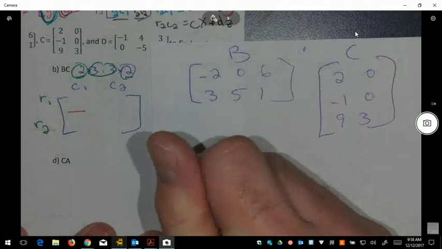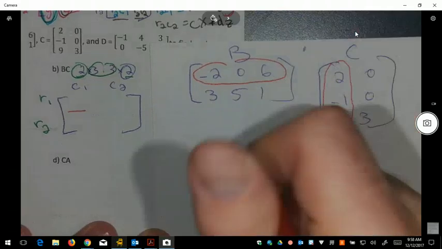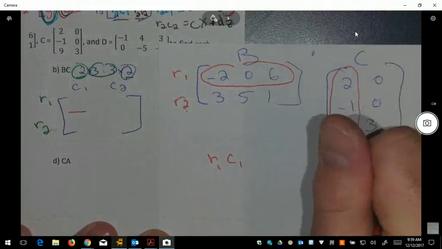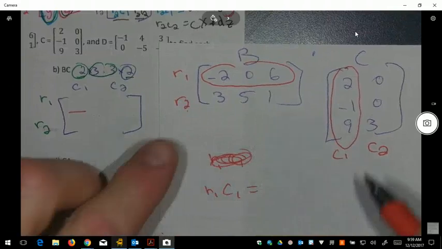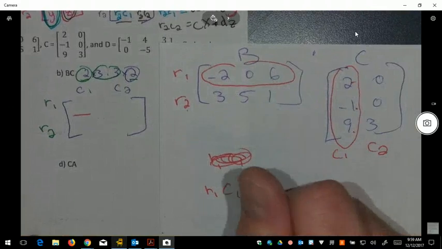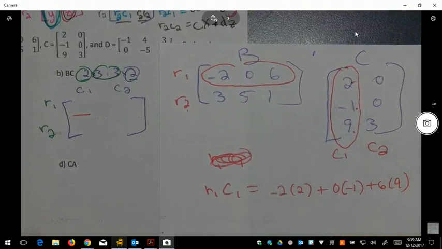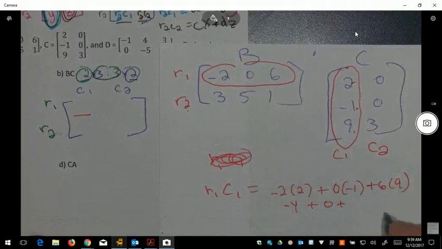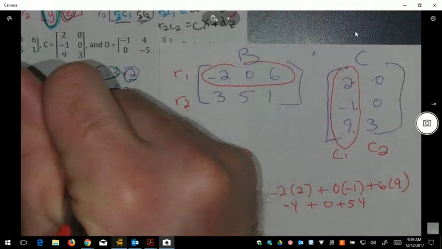The first element I need to find is row 1, column 1. So I'm going to use row 1 from B and column 1 from C. I'm also going to mark that I'm using the rows of B and the columns of C. So I get -2 times 2, 0 times -1, 6 times 9. That's going to give me -4 plus 0 plus 54, which gives me 50.